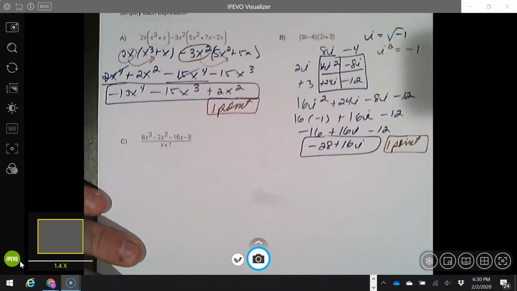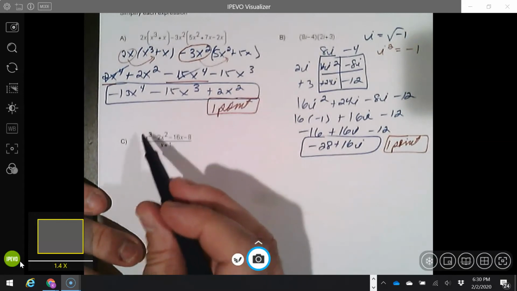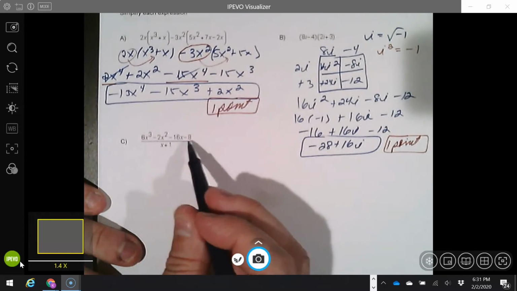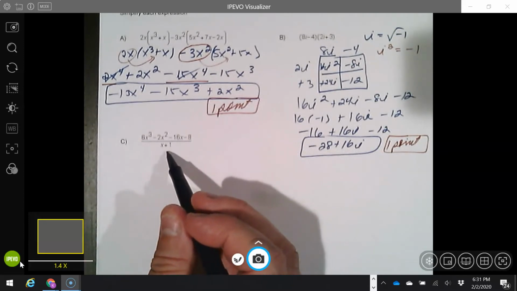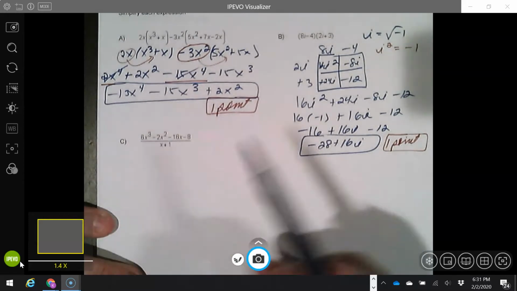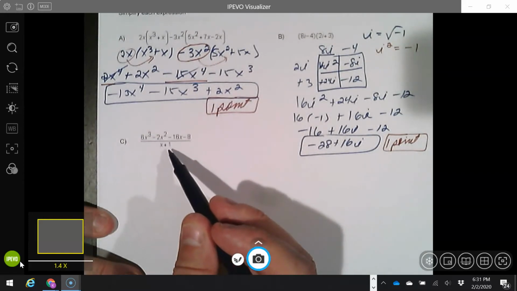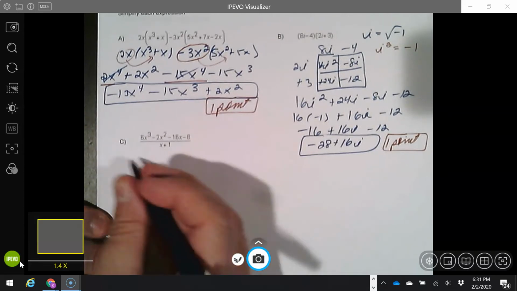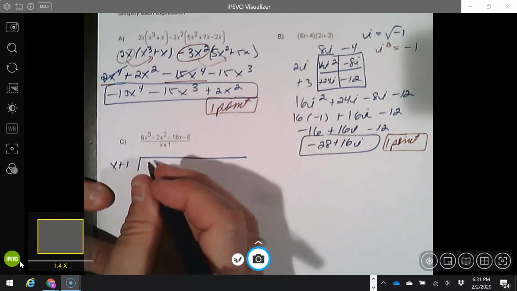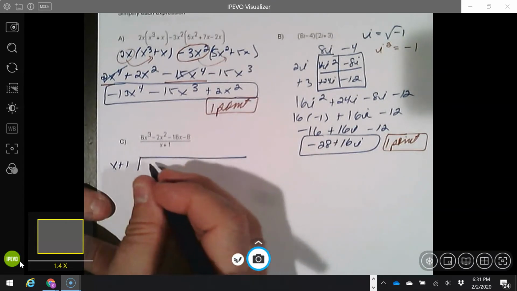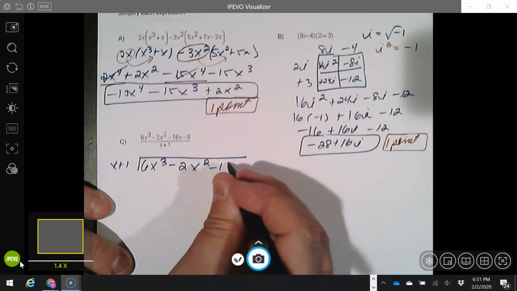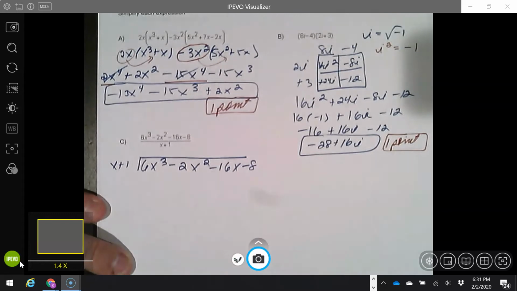Okay, finally, we're going to look at a division problem. 6x cubed minus 2x squared minus 16x minus 8, all divided by x plus 1. You've got some options here. In Algebra 1, I believe you all were taught long division. That's where you would do something like x plus 1 dividing into 6x cubed minus 2x squared minus 16x minus 8.